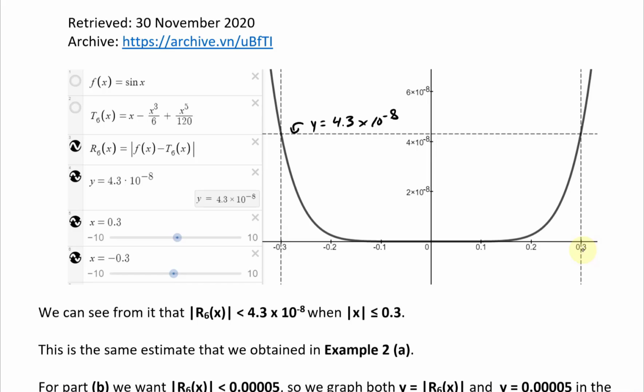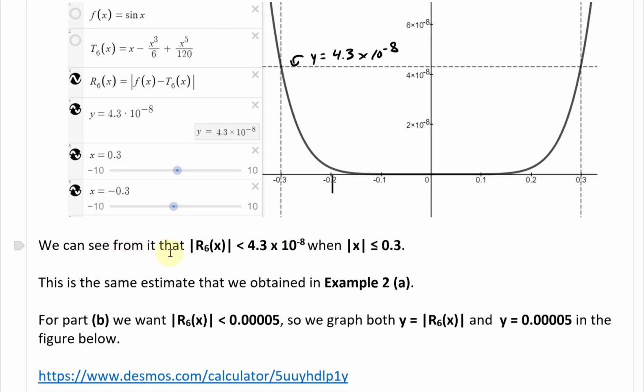And notice it's exactly at this point right there. You can see graphically that it's within this error. So this remainder is within these two error bounds, which is quite fascinating. So we see from this graph that the remainder R6 of x is less than 4.3 times 10 to the power of negative 8 when the absolute value of x is less than or equal to 0.3. This is the same estimate that we obtained in example 2a.